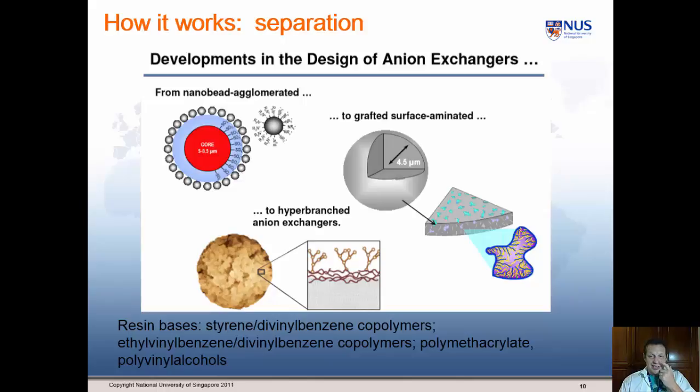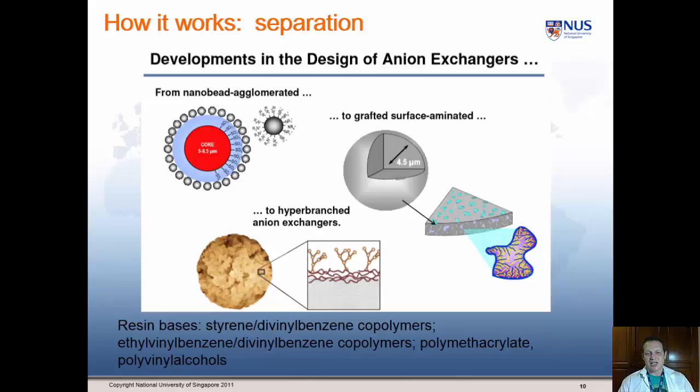The first is grafted surface aminates, and you have there a bead, and you can see inside that there is a large surface area of pores and cracks. So effectively it's a high surface area, and it's an aminated surface, so it has again amine groups in there to interact with the mobile phase.